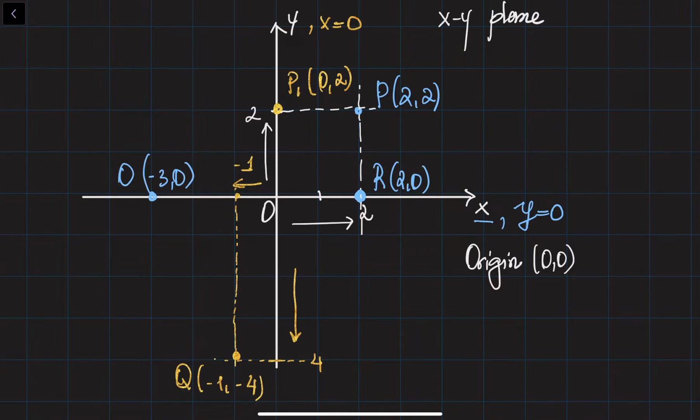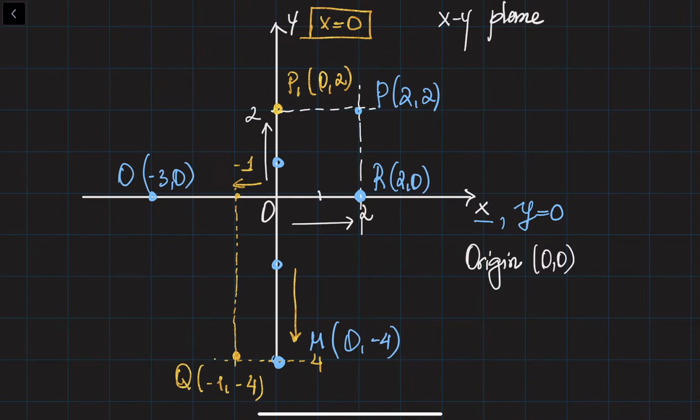Okay, so for example, if you go to this point, let's say point M, its coordinates are going to be 0 and -4. Since it has the x coordinate equal to 0, and you need to go 4 units down to reach this point. So essentially, all of the points along the y-axis have the x coordinate equal to 0. So that is why we denote this as x is equal to 0.